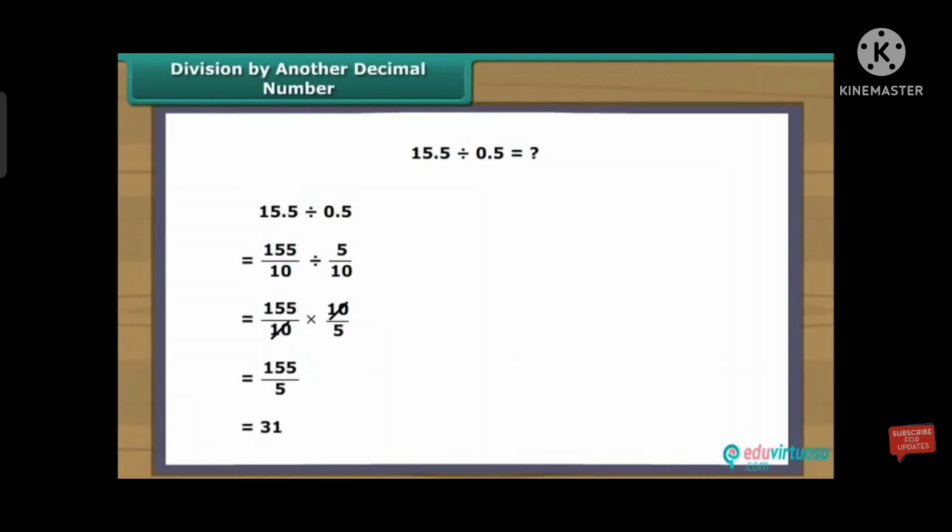We observe that the decimal point was shifted to the right in 15.5 to make it 155. So, there was a shift of 1 decimal point to the right in 0.5 also to make it 5. Thus, we can write 15.5 divided by 0.5 as 155 divided by 5, which gives 31 as the answer.